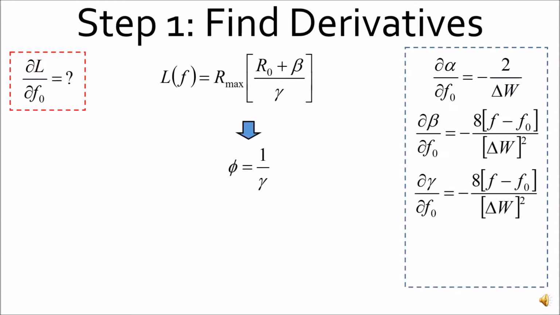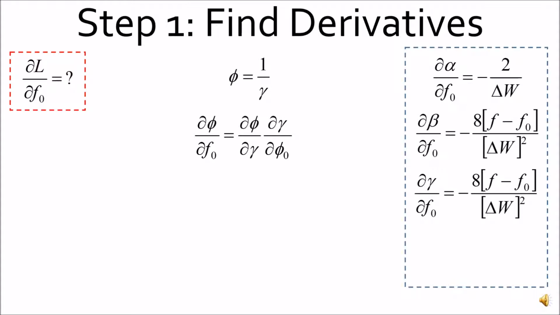Okay, one last step. We're going to take a parameter phi, and we're going to make that equal to 1 over gamma. And then our Lorentzian simplifies to something which is straightforward. It's linear in the parameters we have, so we can evaluate it reasonably straightforwardly.